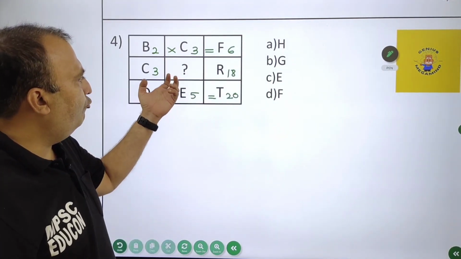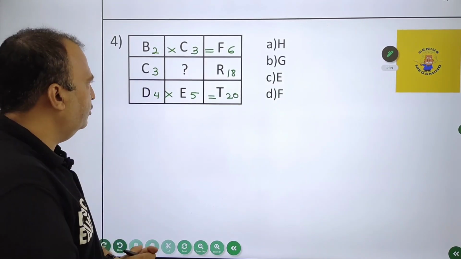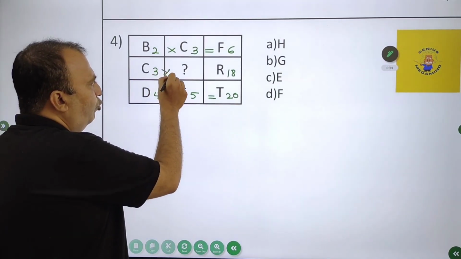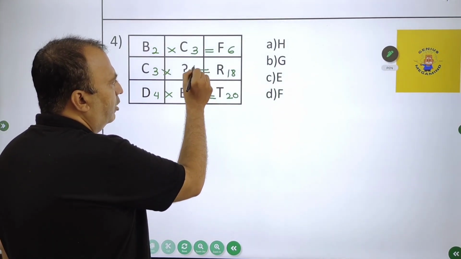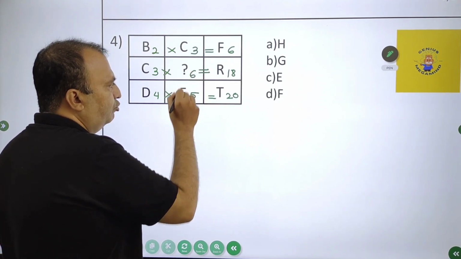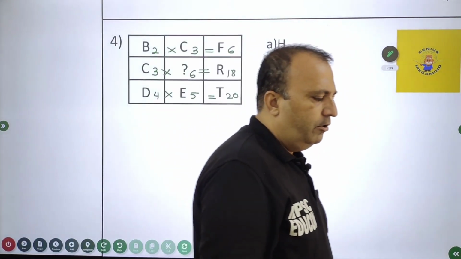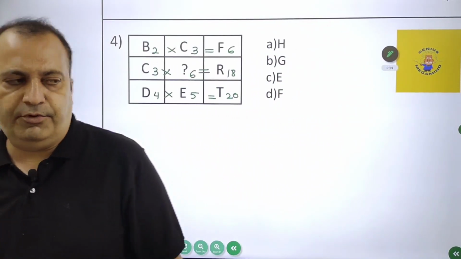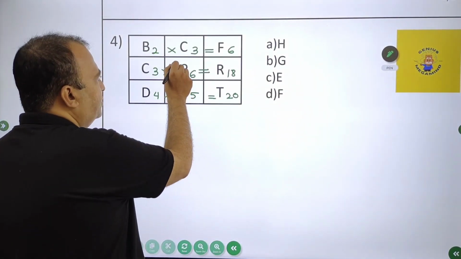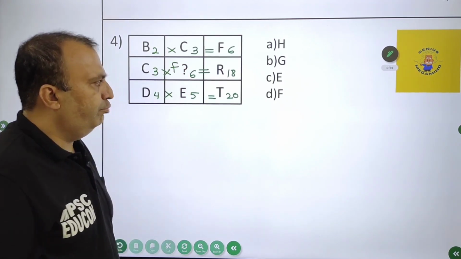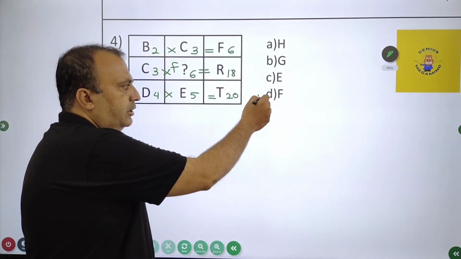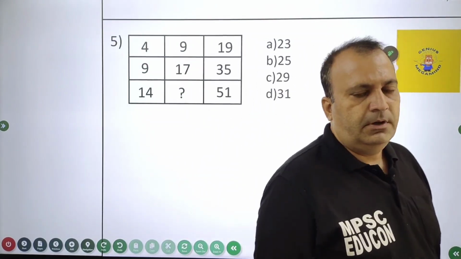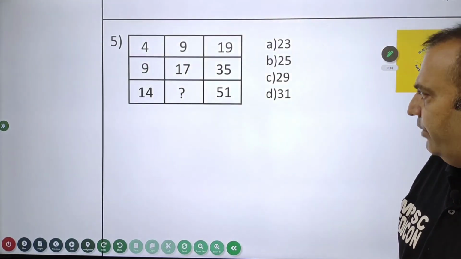Now I have to find the letter at the place of the question mark. So 3 into which number will give me 18? So my friends, 3 into 6 will be 18. Now which is the 6th letter, my friends? So the 6th letter obviously is F. So instead of the question mark there should be F. So that is option D. Now let us move down to question number 5.